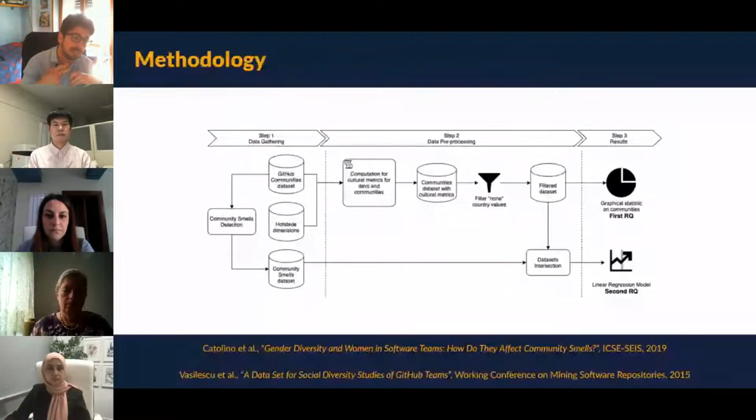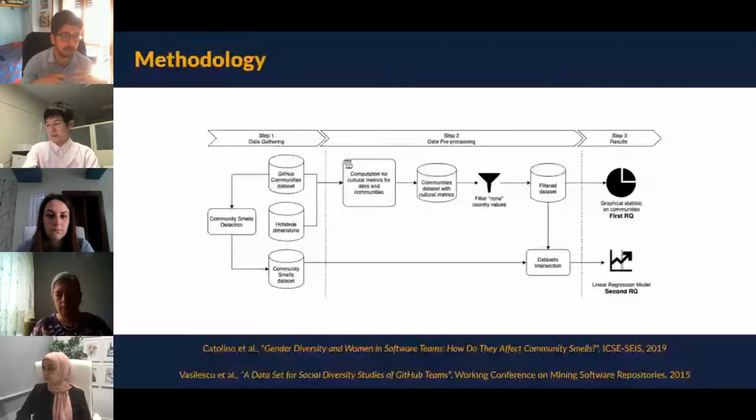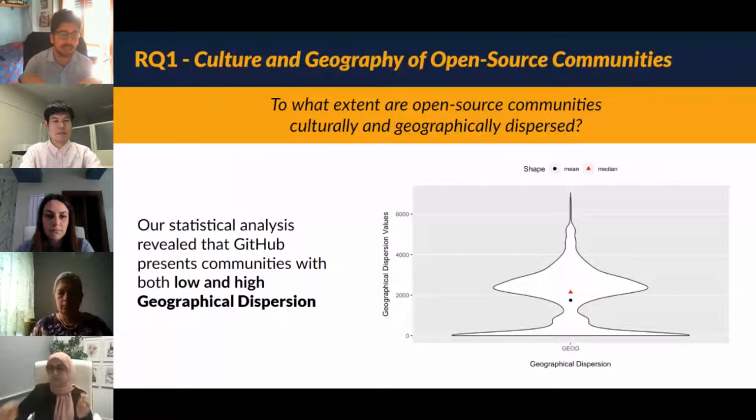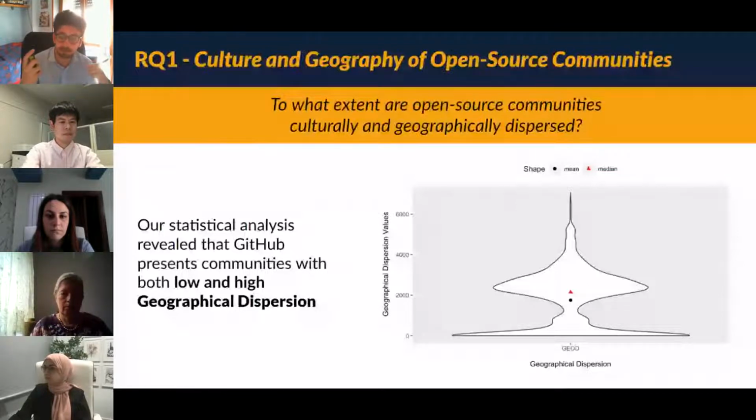We used two data sets, providing socio-technical metrics about various communities on the GitHub platform. For each one of these communities, we computed the cultural and geographical dispersion metrics, and we used graphical statistics to answer the first research question, and we built 4 regression models to answer the second research question. Regarding the first, our statistical analysis revealed that GitHub presents communities with both low and high geographical dispersion values, and that GitHub is not extremely culturally dispersed as one could expect.